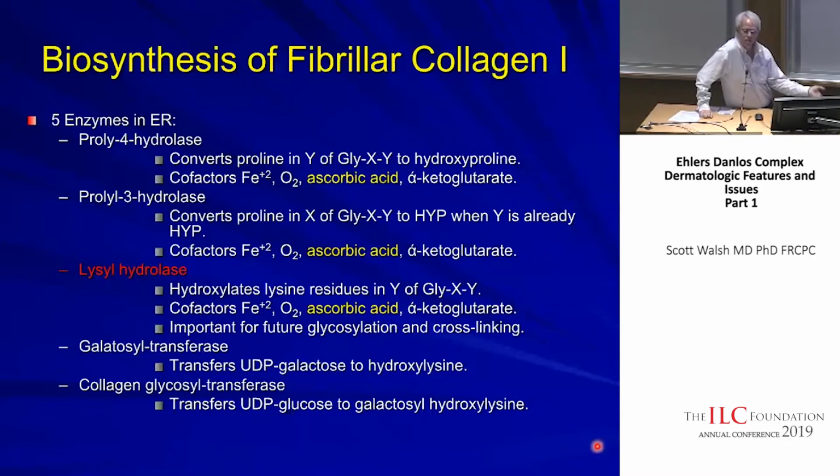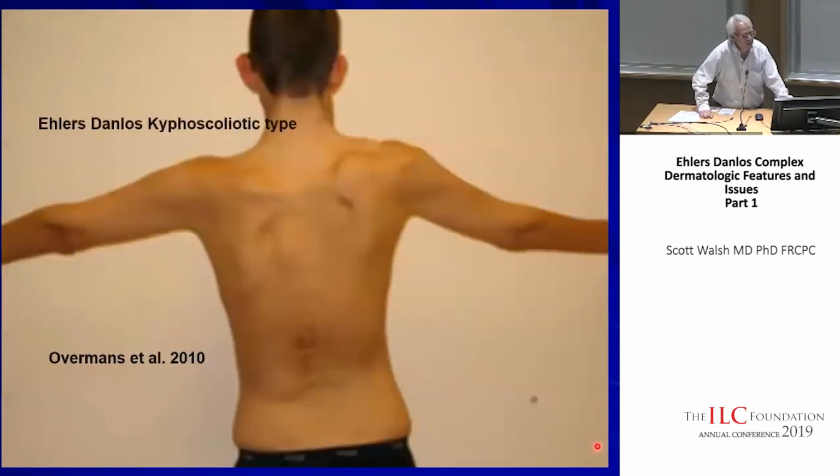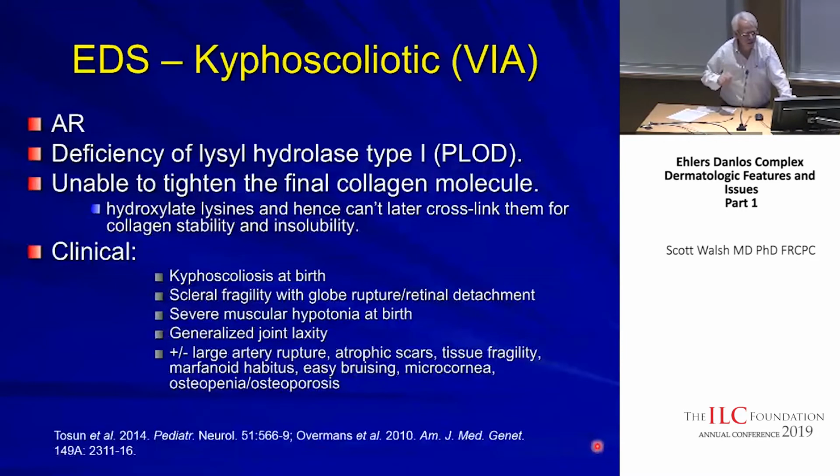So this is why one of the recommendations is to take supplemental vitamin C. If there's a problem with one of the molecules that adds a water group onto the collagen early on, you get this condition. You can see this person has kyphoscoliosis, and this is the kyphoscoliotic type of Ehlers-Danlos. This is a deficiency of one protein that's just adding on a water molecule to a specific amino acid. But that will become important later on to cross-link collagen and make it hard.